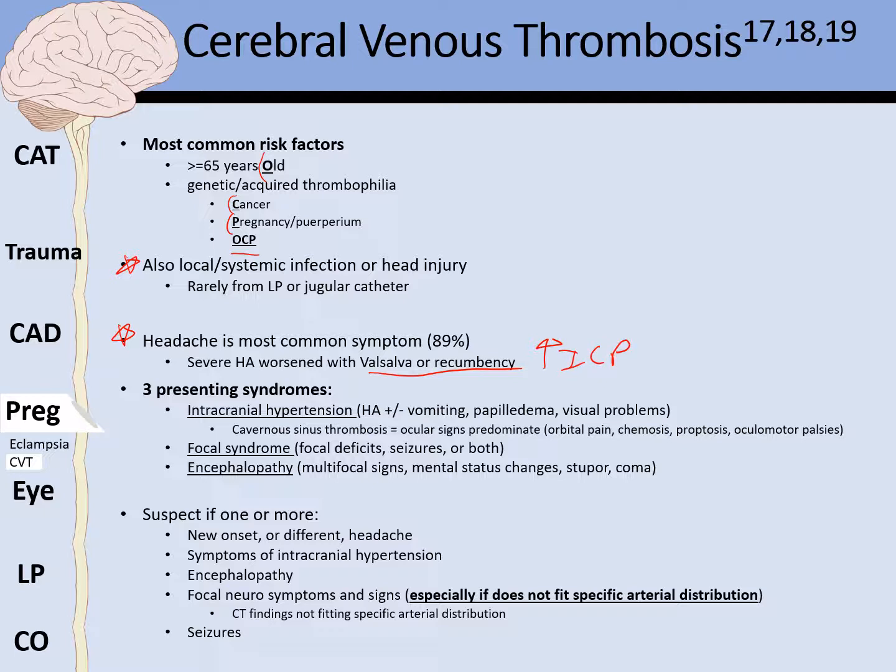This clot is in the venous system and so causes venous congestion, leading to brain swelling. There are 3 presenting syndromes: either intracranial hypertension, neurologic deficits, or encephalopathy. The neurologic deficits and encephalopathy are already indications for head CT, so if scanning for these reasons, just keep in mind the mentioned risk factors to think about ordering a CT venogram.